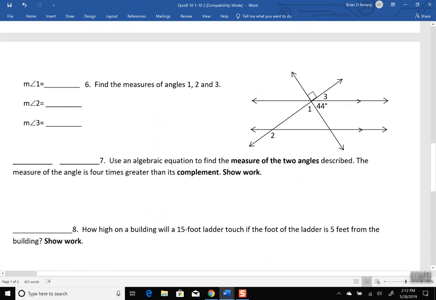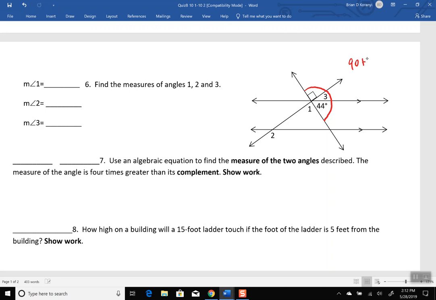Find the measure of angles 1, 2, and 3. So I have parallel lines, so all those angle relationships are in play, and then adding up to 180 degrees and vertical angles are also in play. So right now I kind of see I can form a half circle by combining this 90, 44, and angle 3. So I'm going to go ahead and do that.